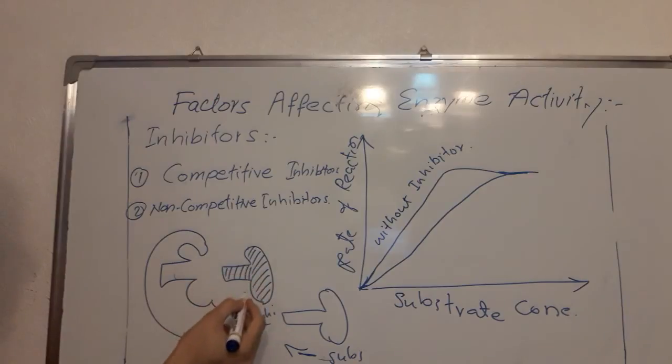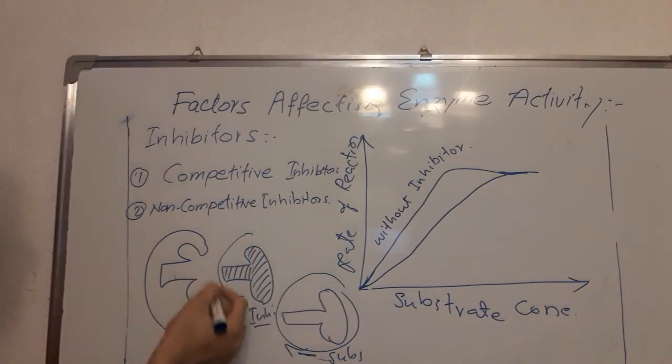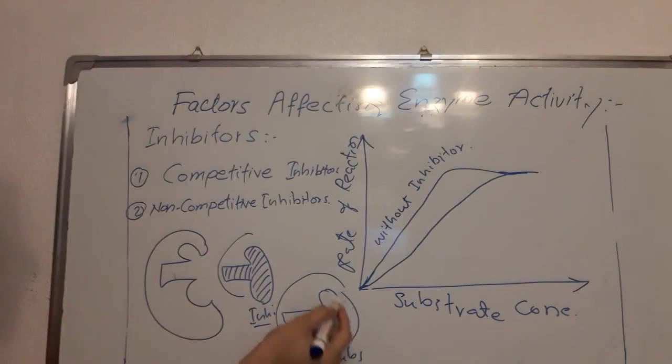These inhibitors are quite similar in shape to the substrate molecules, and that's why they fit into the active sites and block the activity of the enzyme. How much enzyme activity is inhibited depends upon the concentration of the inhibitor and the concentration of the substrate. If the concentration of inhibitor is more than the concentration of substrate, there are more chances of the inhibitor getting to the active sites. But if the concentration of substrate is more than the concentration of inhibitor, then the chances of substrate getting into the active sites are higher as compared to the inhibitor.